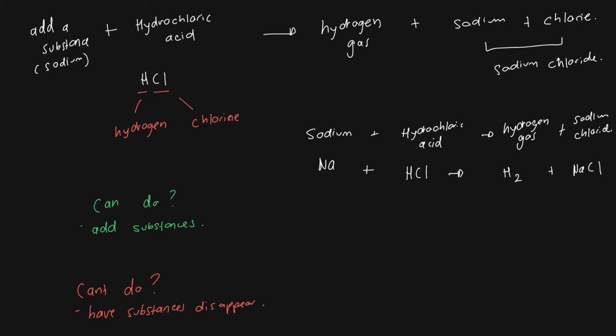So, we've got now our equation written as chemicals. But what is the thing that we can't do? We can't have substances disappear. We can't have substances being created out of thin air. We started with one hydrogen, and now we're getting two. So, I'll give you an opportunity to now balance that equation.